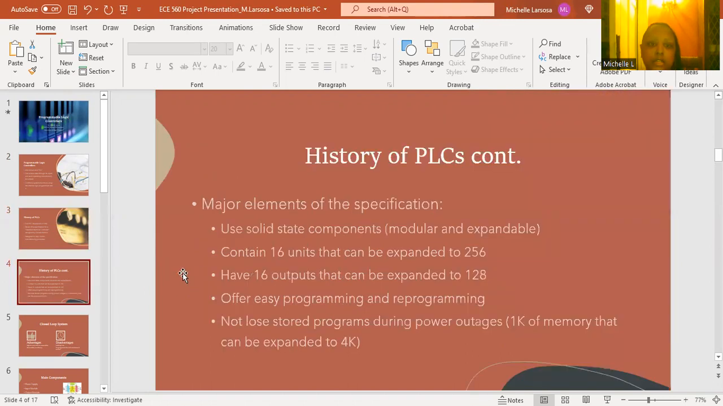In continuing with the history, the initial elements used to make up the construction of the PLC were solid state components that were modular and expandable, that contained 16 inputs that could be expanded to 256, and 16 outputs that could be expanded to 128. It offered easy programming and reprogramming, and it was also able to store programs during power outages. The PLCs of today are able to build upon these initial specifications.